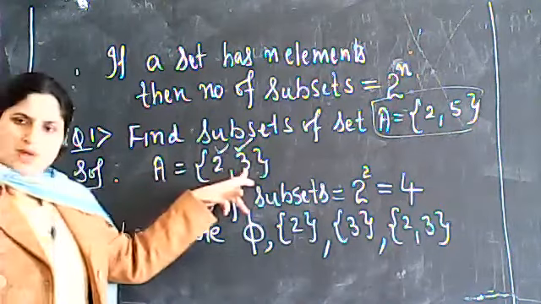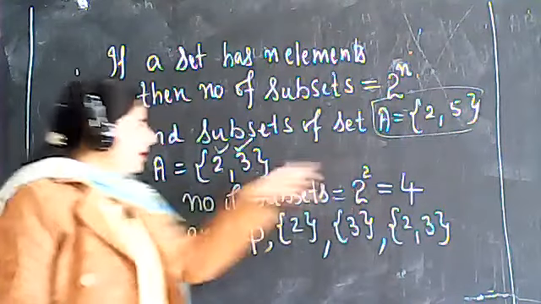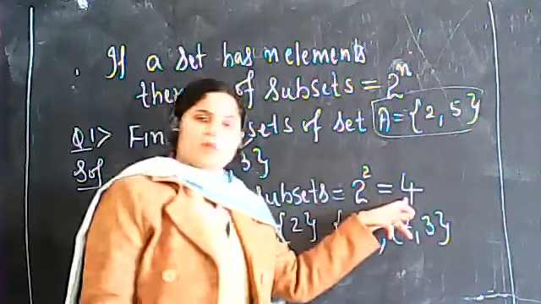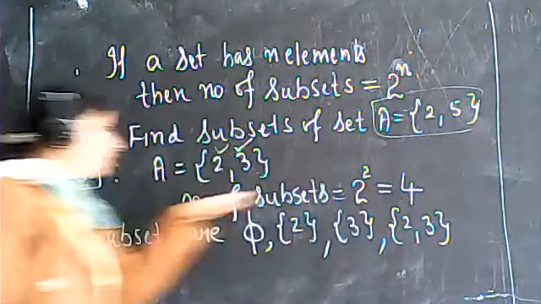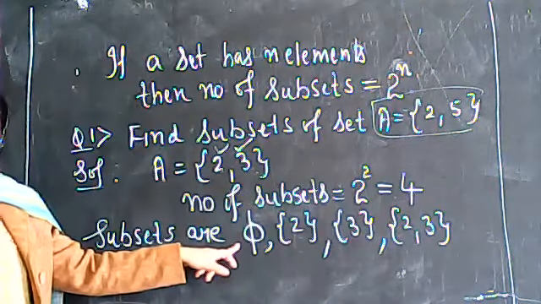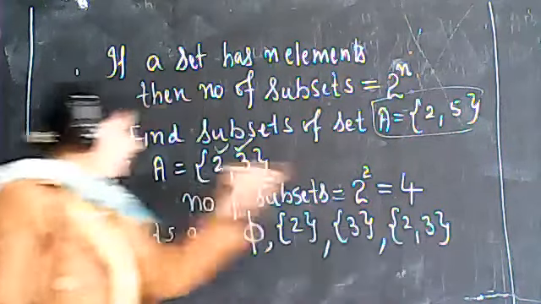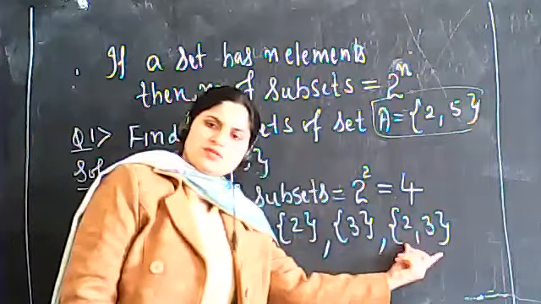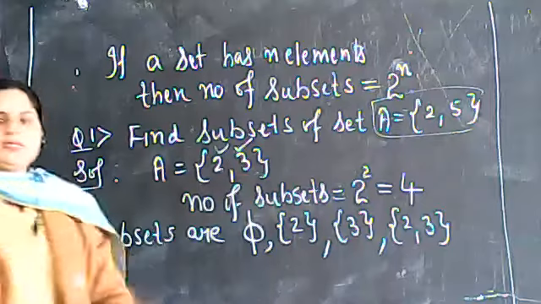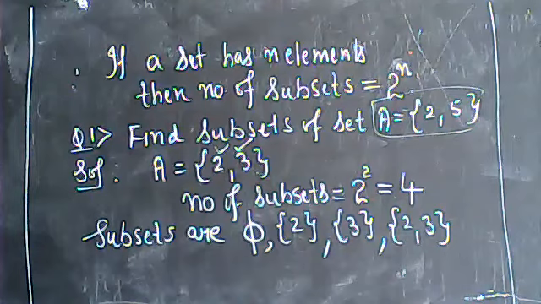Set contains 2 elements. So number of subsets, what is the formula? 2 raised to power n. Now what is the value of n? This is equal to 2. So 2 raised to power 2 will become 4. It means there are total 4 subsets for this example. Phi is a subset of every set. So first subset will be phi. Every set is a subset of itself. So this set is also a subset of itself. So what are the remaining 2 subsets? The singleton set 2 and singleton set 3. These are the different subsets of the given set.